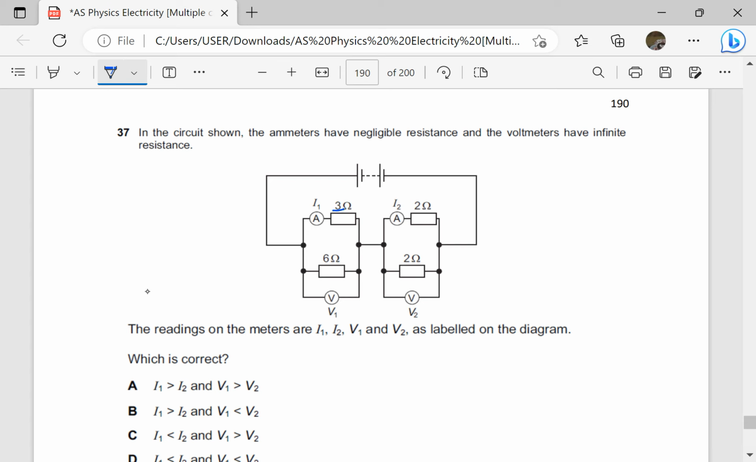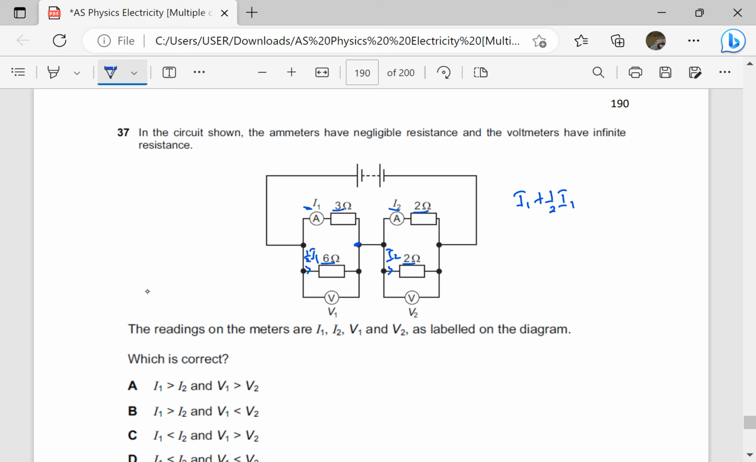This is 3 ohms. This is 6 ohms. If the current here is I1, it means the current here should be half because the current divides in the ratio of the resistances. So this one will be a half I1. This is 2 ohms. This is 2 ohms. If the current here is I2, the current here is also going to be I2. Using Kirchhoff's first law, the I1 will enter this junction. A half I1 also enters. So I1 plus a half I1 enter that junction.